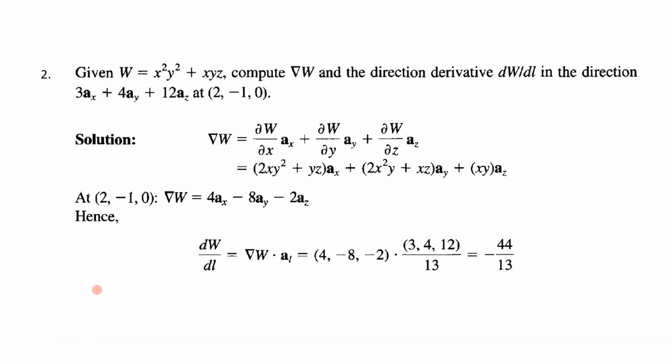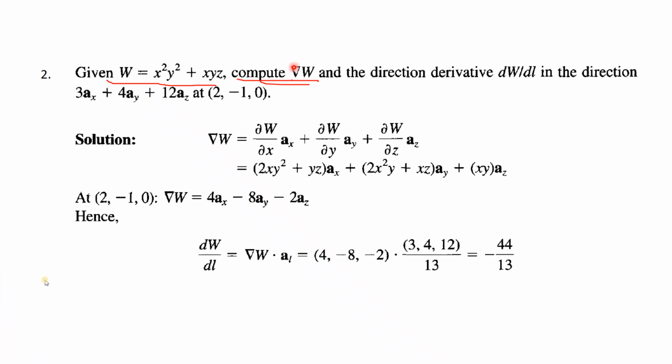Okay, so there are several parts of this problem. Compute the gradient of W, and the directional derivative dW by dl in the direction given. First of all, there are two parts. The first part is you have a scalar and you have to find the gradient of W. Gradient of W means the maximum space rate of increase of the scalar W. That means you have to find the change in W along the shortest path. So automatically by doing the gradient, you will get that solution.